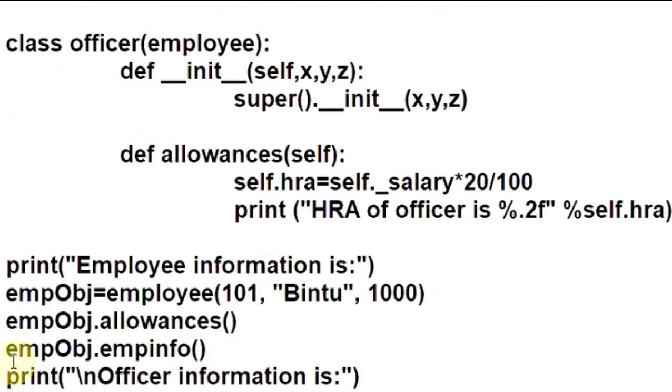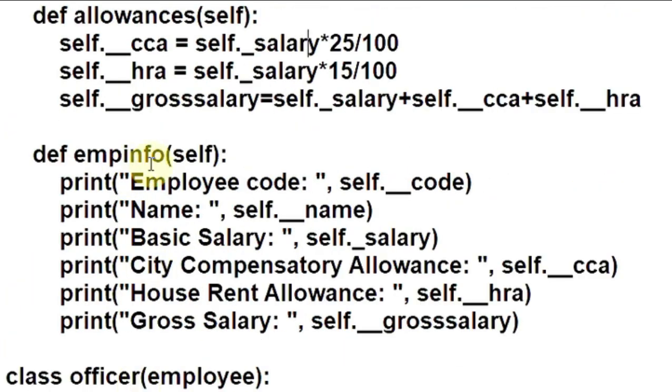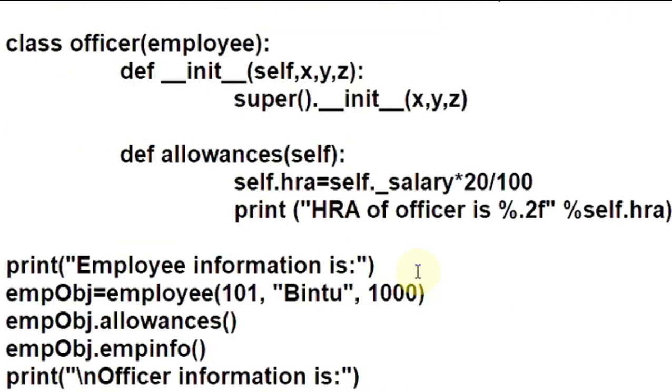Invoking the emp info function of the employee class, it will come here and it will display all the six things: code, name and salary, CCA, HRA and gross salary. You can notice that 5 attributes are private: code, name, CCA, HRA and gross are private attributes, but there will be no error at all because this emp info function is defined within the employee class. So private attributes can be accessed within the class, and the protected attribute can be used within the class and has an extra liberty to be used in the class which is inheriting it. So all the 6 things are displayed.